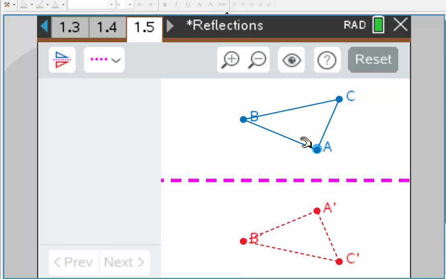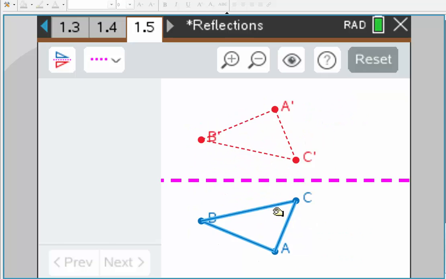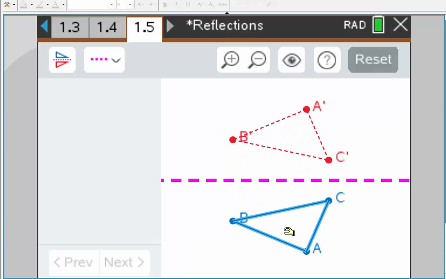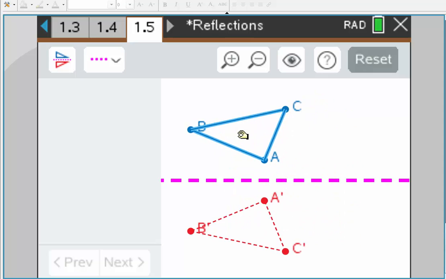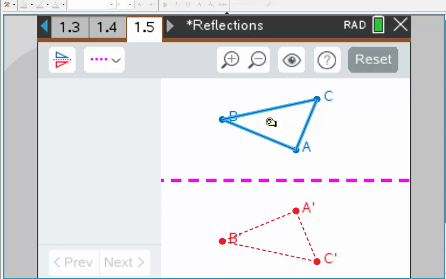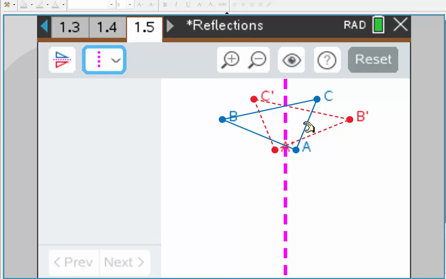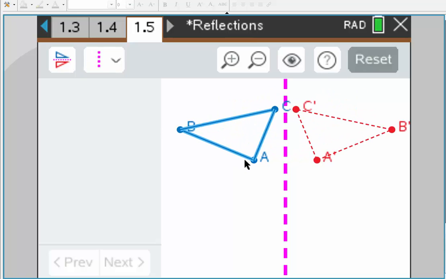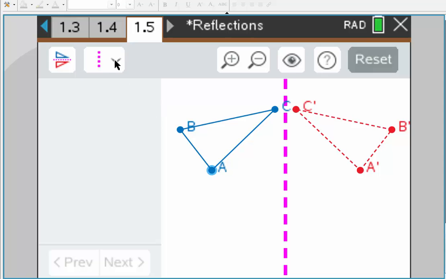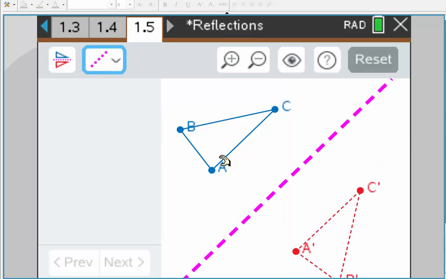I can grab any of the vertices. I can grab the entire figure if I want. Just investigate, play, explore, discover. I can go ahead and reflect about a vertical line and do the same thing. Or I can reflect about a slanted line.